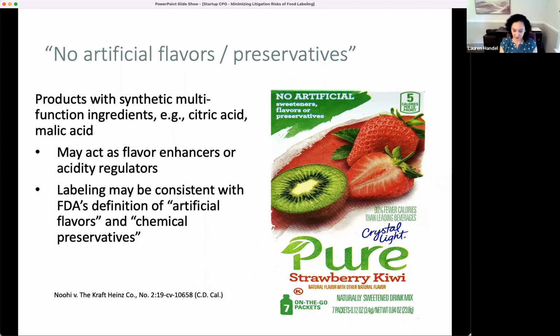And so the statement that there's no artificial flavors is untrue. Likewise, the acids in adjusting the pH of the product will have an effect on shelf life, and therefore they are acting as preservatives, even if that's not what they were intended to do, if that's not the reason why they were added to the product. And that leaves room for the plaintiffs to argue that there are artificial preservatives in the product.